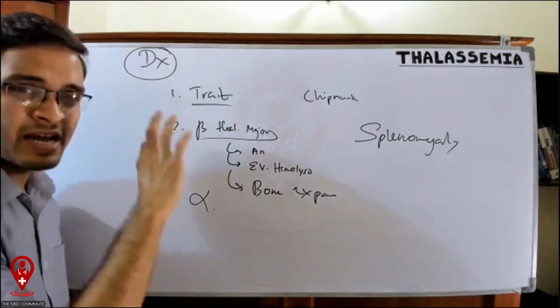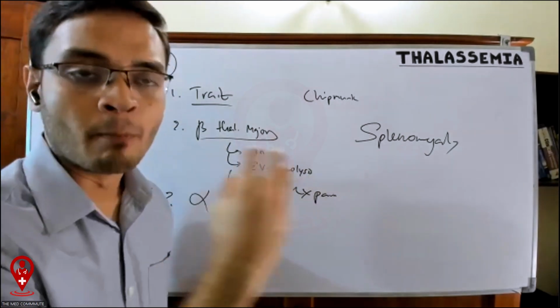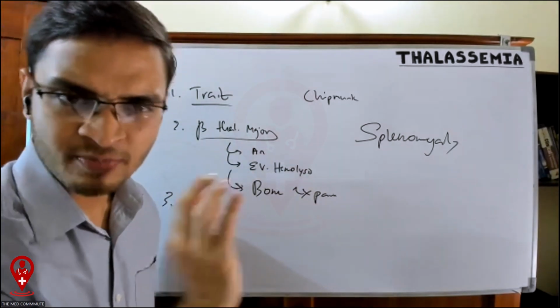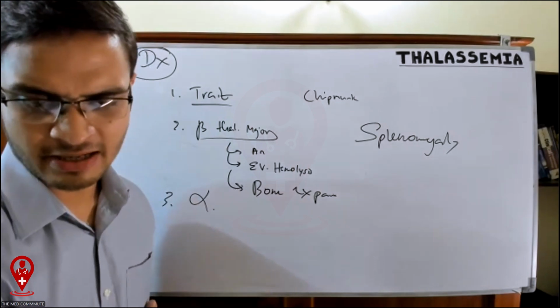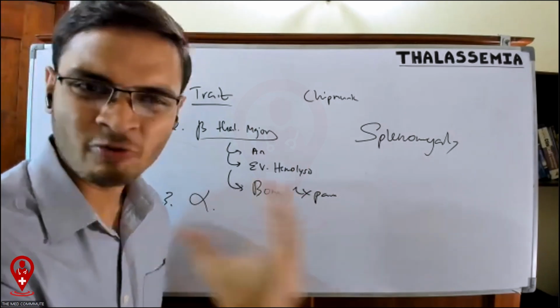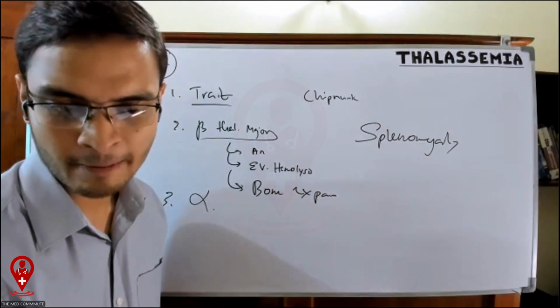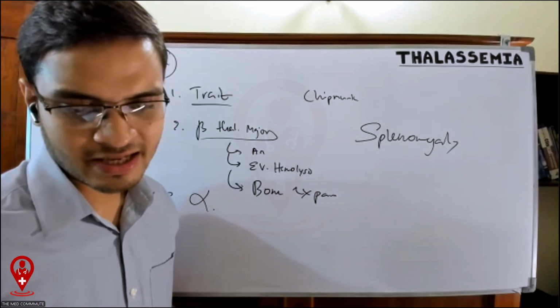Then, guys, in thalassemia intermedia, what did we mention? Mild to moderate features. Splenomegaly can be there, again a moderate splenomegaly. Bone deformities can be there, but won't be this prominent. So these kinds of things can be there.